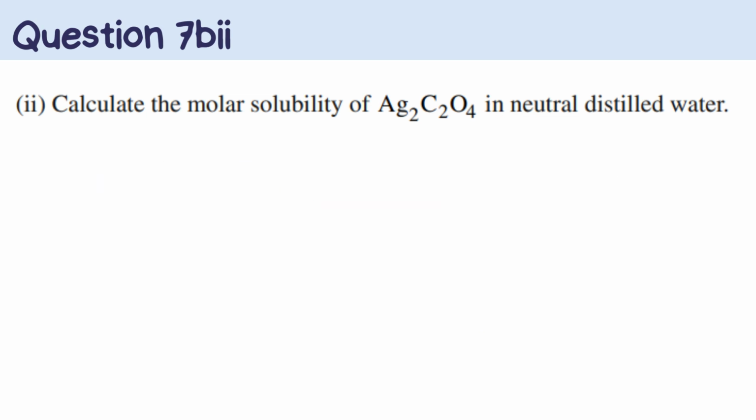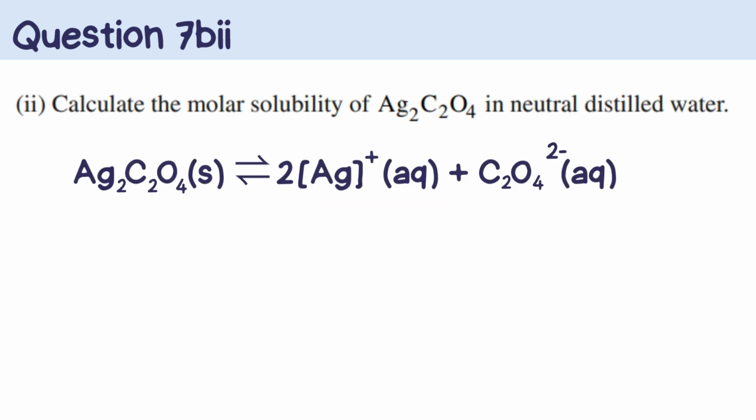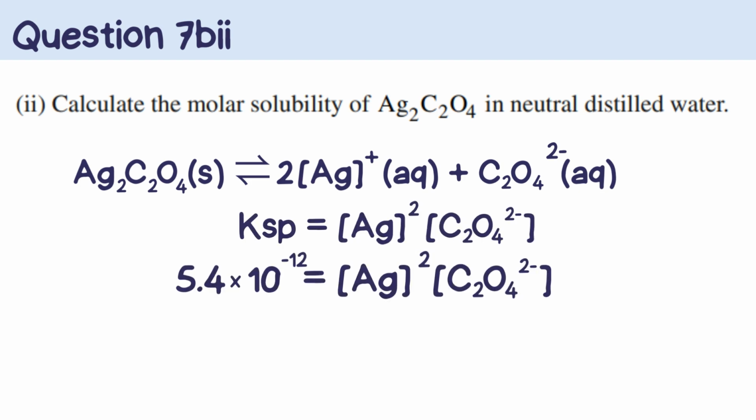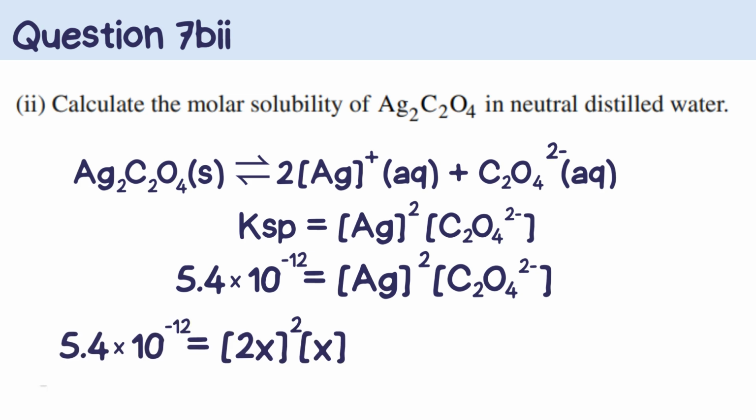Now let's clean up everything and bring back our equation for reference, and also our Ksp expression. The Ksp value, which was given in the problem earlier, is 5.4 times 10 to the negative 12. To replace the silver and the oxalate, we already found that, which was 2x and x. So now it will be 2x squared times x. If you multiply the 2x twice, you get 4x squared, and then you multiply it by another x, and that will be 4x cubed.